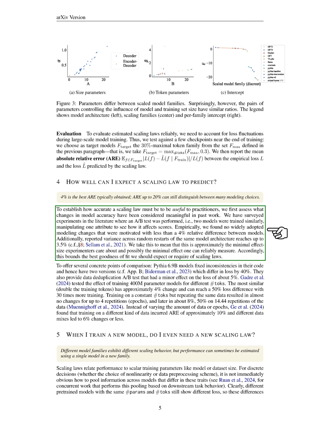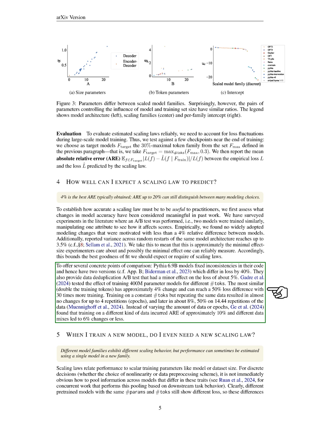We found that meaningful changes in model accuracy were typically associated with at least a 4% relative difference between models. Additionally, variance across random restarts of the same model architecture can reach up to 3.5%. This suggests that a scaling law should aim for a goodness of fit that meets or exceeds these thresholds.